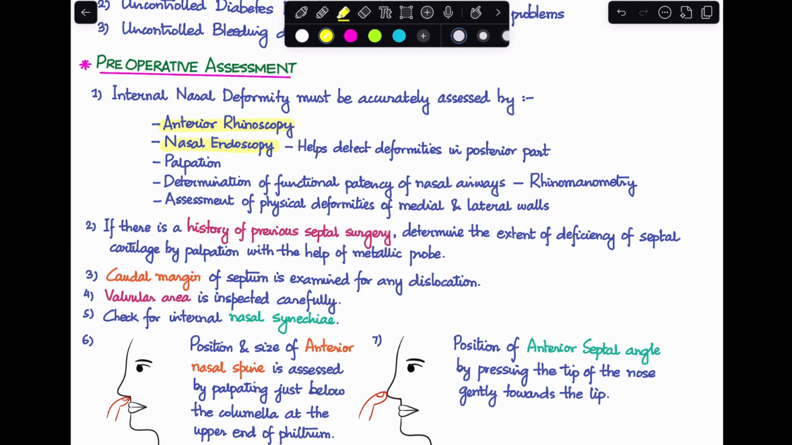Then you should do palpation, and in certain cases, you may also need to determine the functional patency of the nasal airways using rhinomanometry, which is the objective measurement of functional patency of the nasal airways. And you should also assess any physical deformities of the medial and the lateral walls of the nasal cavities. So, all in all, we should first look inside the nose and see for any kind of deformities. Assess it properly before we decide to go ahead with septoplasty.